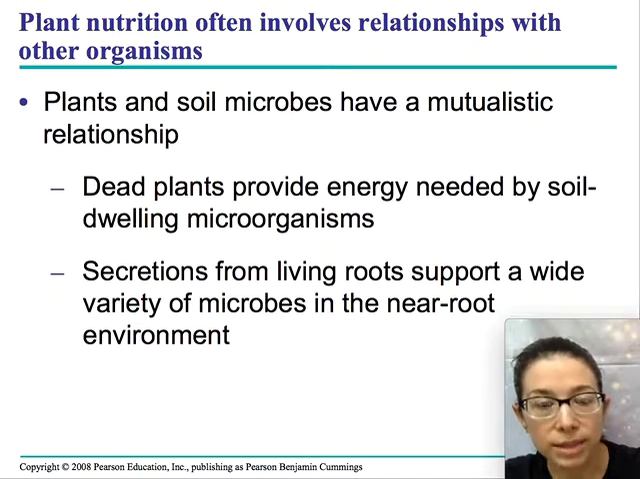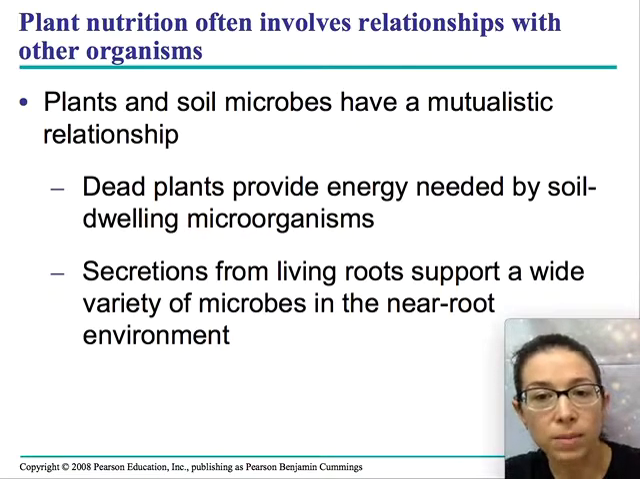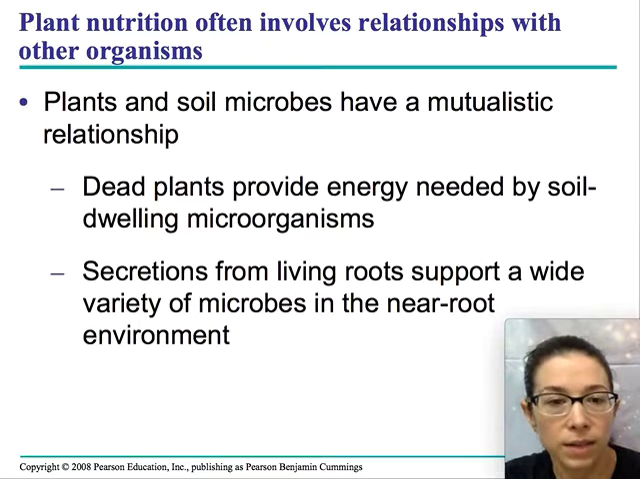Okay, so plants and soil microbes have a mutualistic relationship. So do you remember what mutualistic is? Symbiotic, right? So we benefit off each other, and the bacteria are going to fix the nitrogen for the plants, and the plants in turn will support the microbes as well. So they give them food and sugar and other elements that make their environment good and nice to live in.